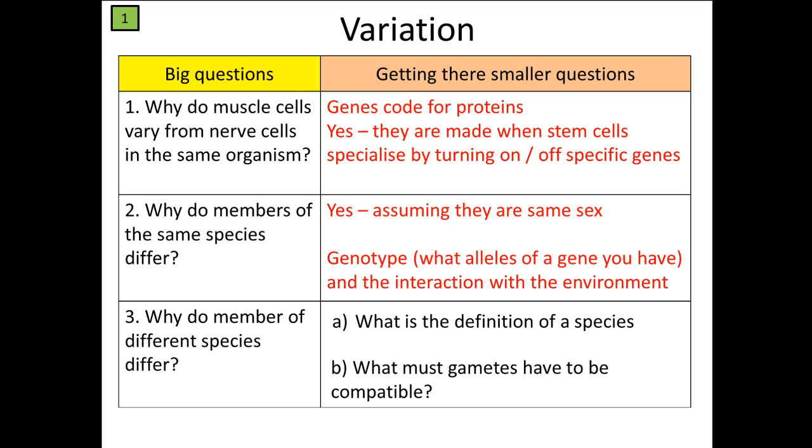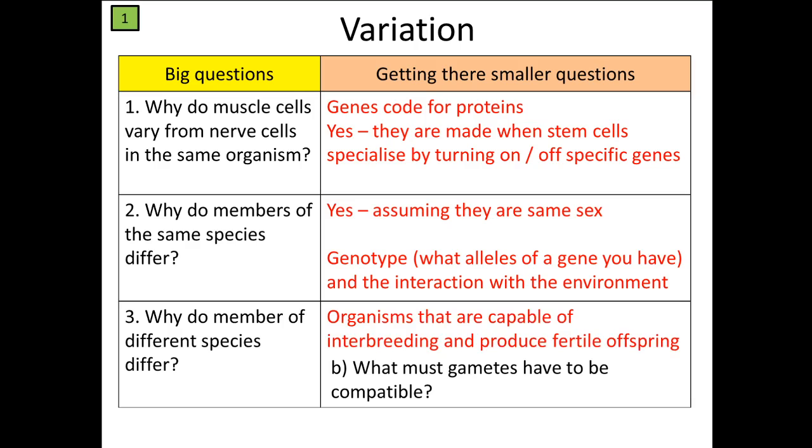Number three, why do members of different species differ? Well, what's the definition of a species? They can breed and produce fertile offspring. And what must gametes have to be compatible? Well, they need to have the same order and size of chromosomes. So the same genes need to be on the same chromosomes.